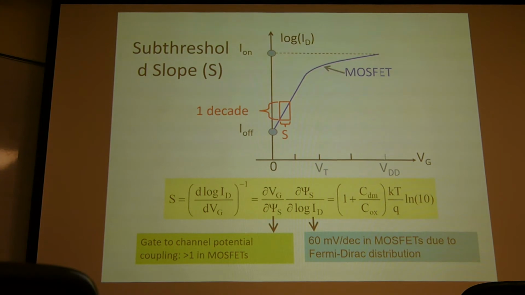Okay, so let's take a closer look at this subthreshold slope. We do see this straight line here in the log scale. You can take log 10 here, base 10. So in this log scale, you have this straight line, which is due to this equation here.